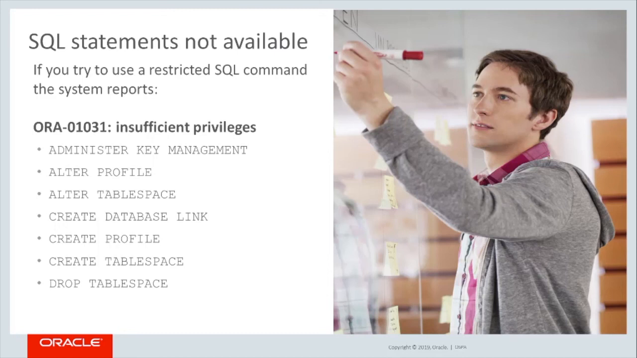Many SQL statements used for resource management in the database are not available in ADB because these functions are managed automatically by the Oracle Autonomous Database. If you run a command that is restricted, you will get an ORA 01031 insufficient privilege error message. The statements that are not allowed are administer key management, alter profile, alter tablespace, create database link, create profile, create tablespace, and drop tablespace.